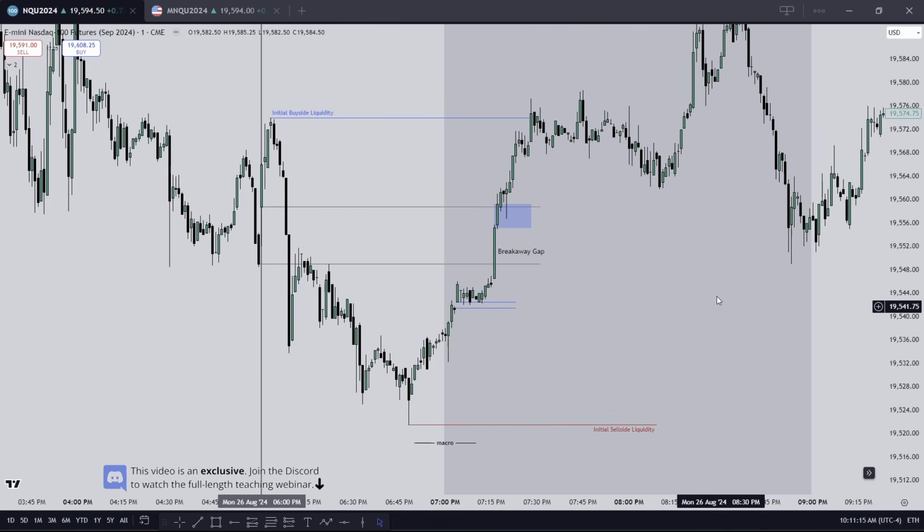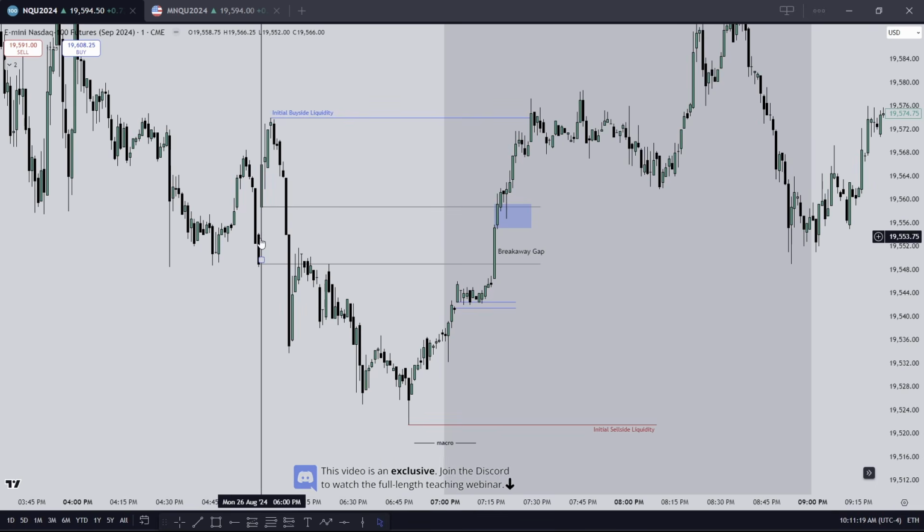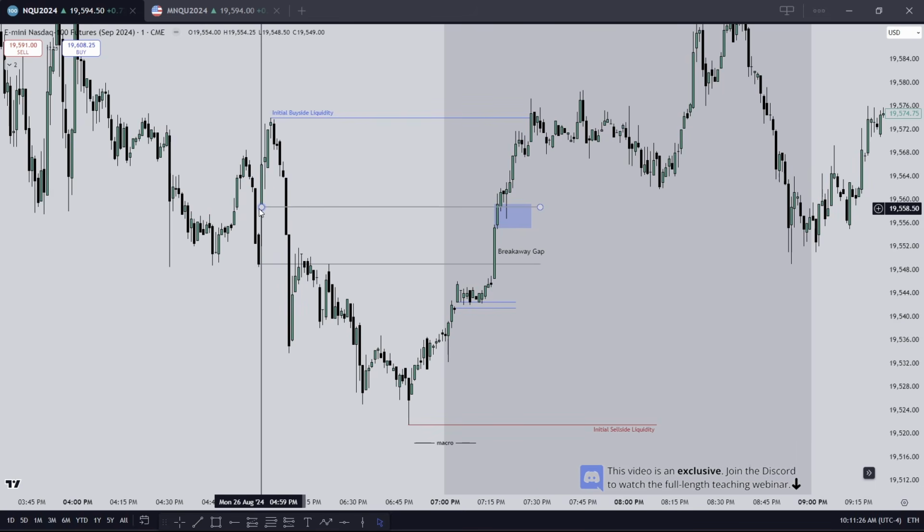All right. Asia, same thing. 6 o'clock forms what? The new day opening gap. We close here at 5 p.m. Open here at 6. That's your new day opening gap. Draw that on your chart. Why? It's a magnet for price action.